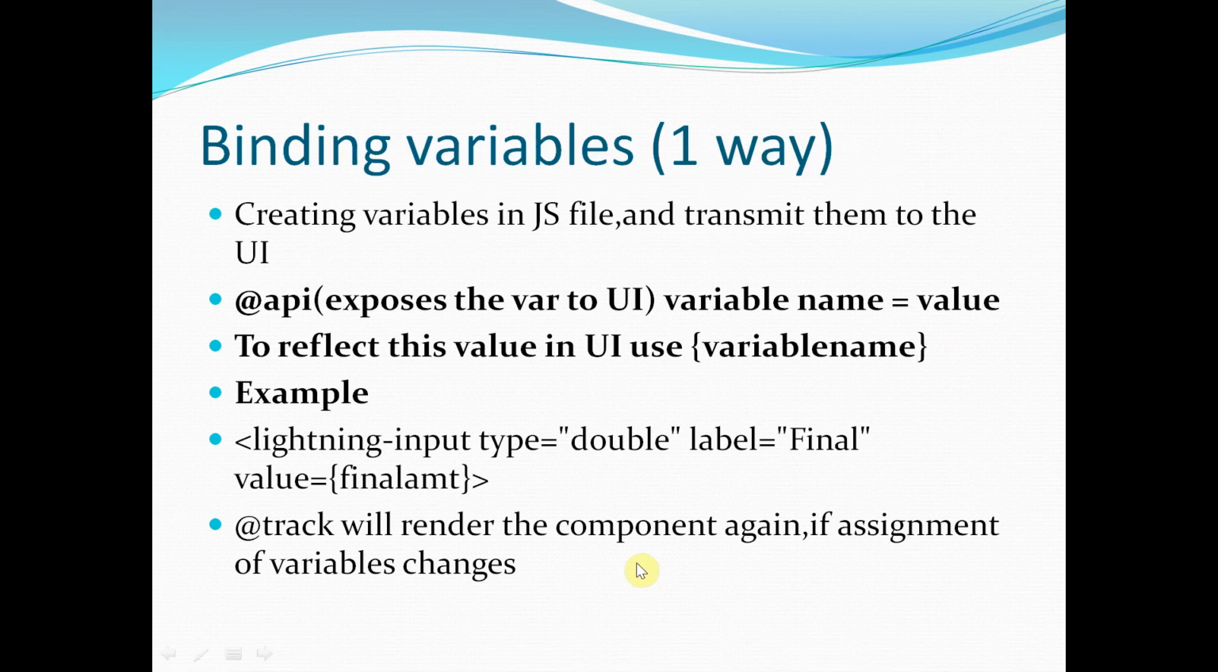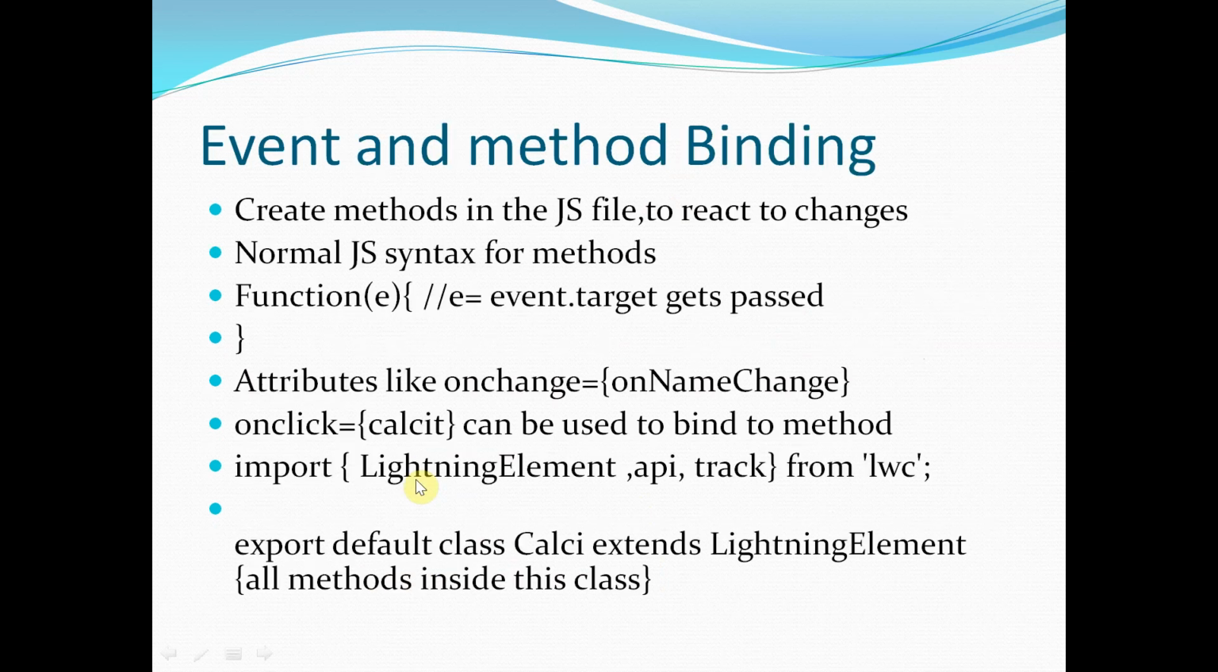So what we have seen so far is you can create a variable and transmit it to a UI. This is basically one-way binding. Like in this lightning input, whatever value you give will appear over there, like we saw in the initial message which was passed. And how do you bind the methods? So normally, how do you have an event and method binding?